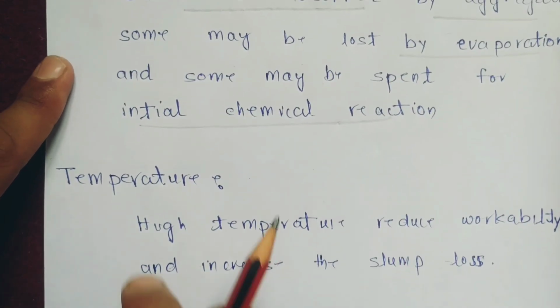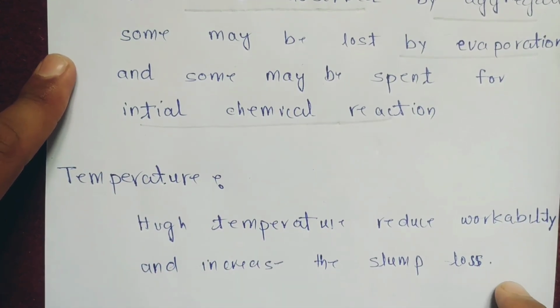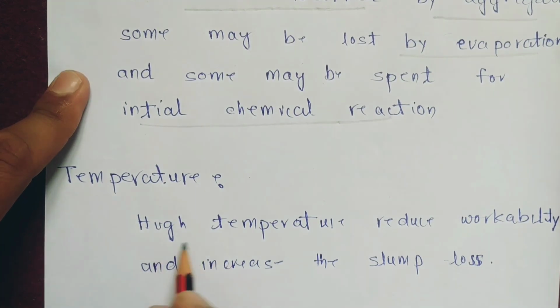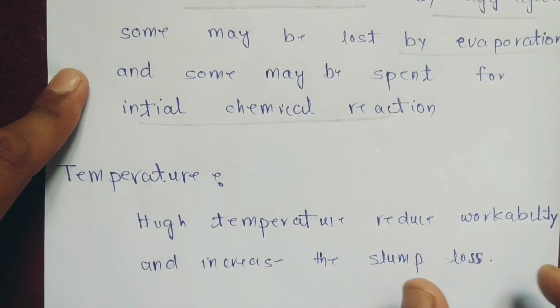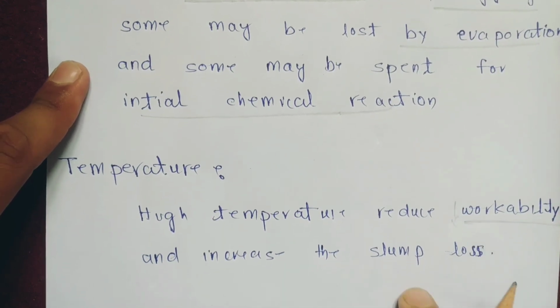Now we are coming to the last factor, that is temperature. High temperature reduces the workability and increases slump loss. Whenever our temperature is high, there is more possibility of evaporation of water from the concrete, so it also decreases the workability.